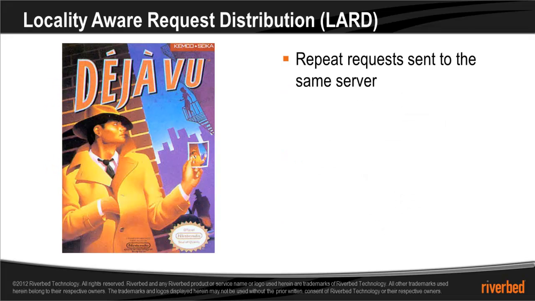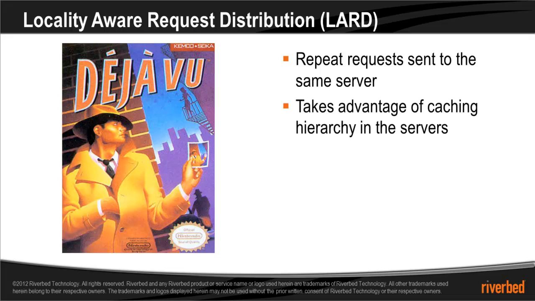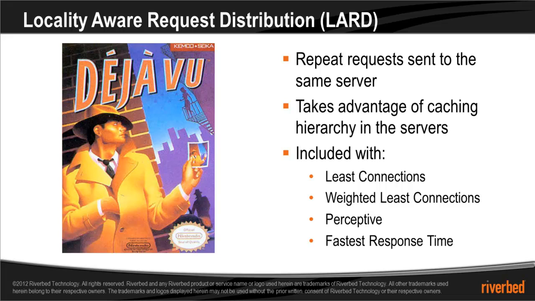Stingray will tend to send repeat requests for content to the same server that it sent it to before. This is done to take advantage of cache hierarchy principles in the servers. Any data, be it a web page or an image, that has been recently accessed by a server will likely still be in its cache or main memory and not have to be fetched from disk. Locality-aware request distribution is automatically included with least connections, weighted least connections, Perceptive, and fastest response time algorithms.